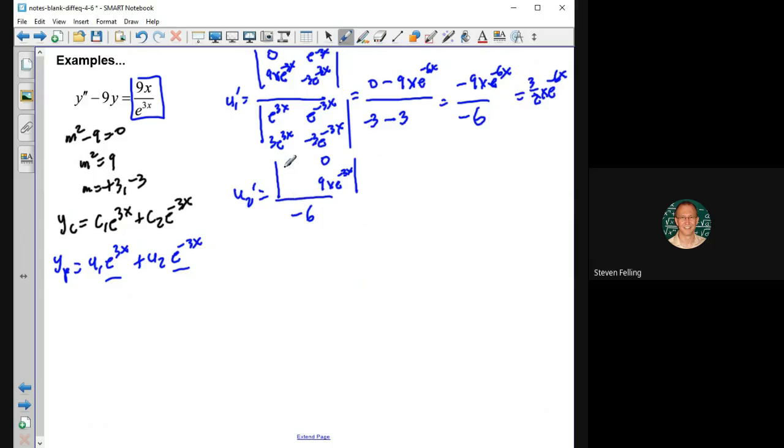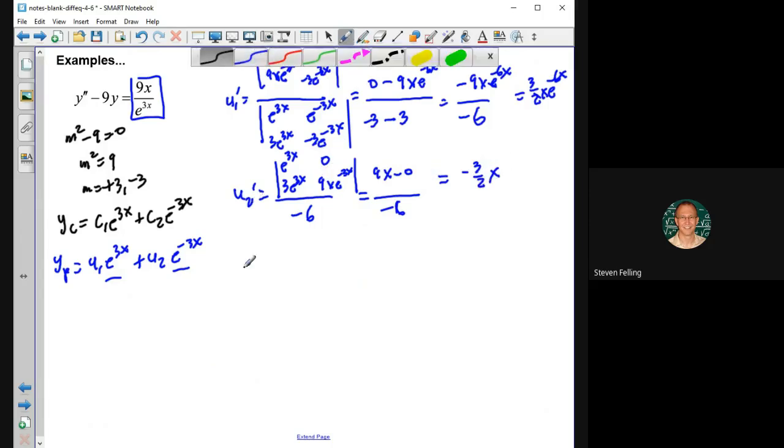And this one will be the original column here. So I'm going to have, let's see, this times this is 9x, and then this and this will add to 0, so e to the 0 is 1 minus 0. So this just ends up being negative 3 halves x, right? All right, so now we can do our antiderivatives.